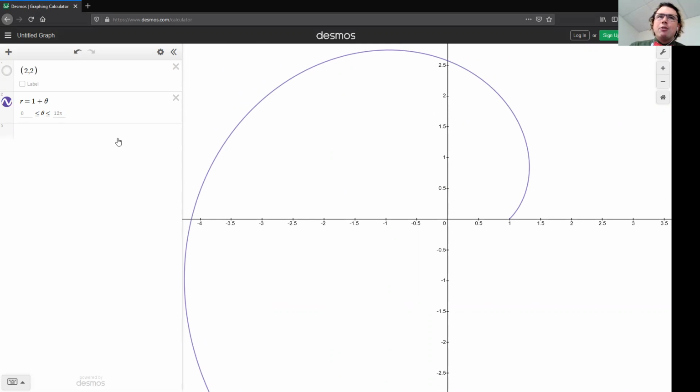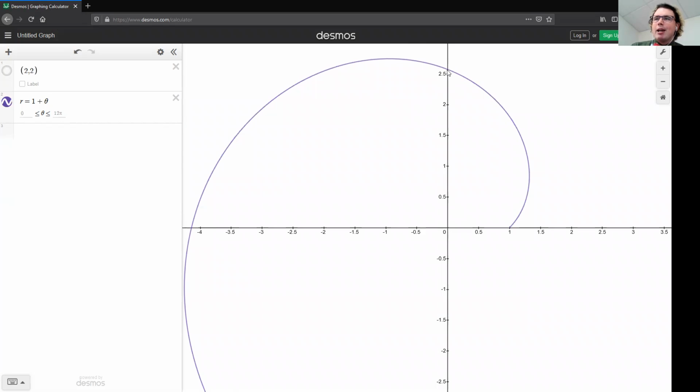And I go out a distance of 1 plus pi over 2. And I get to this point right here. And so as I change my direction, I've got longer and longer radii. So I'm describing this spiral like so.